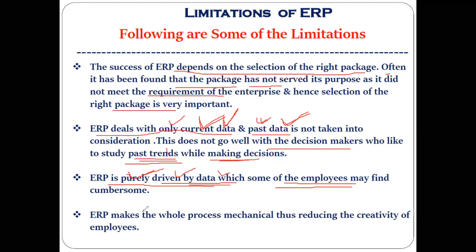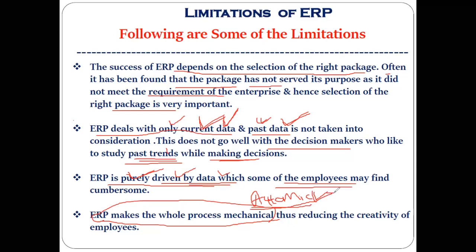Then another important limitation, ERP makes the whole process mechanical. Means what? Because of the utilization of the ERP, the whole process becomes mechanical, in the sense there is automaticness that comes in the whole operations of a particular business. Now if the automaticness comes, we should consider this as a great advantage. Yes, it is an advantage, but it has some disadvantage also.